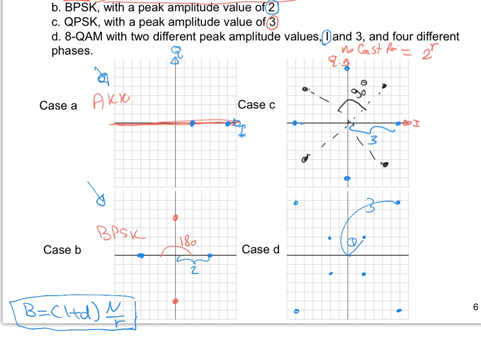Also, if we were to change case D, and instead of 8 QAM, it becomes 8 PSK. Okay? Can anyone tell me what the constellation diagram should look like? That's a tricky question. If we were to change case D to be 8 PSK instead of 8 QAM, can someone explain to me what the constellation diagram looks like?